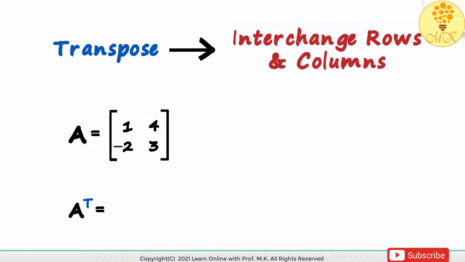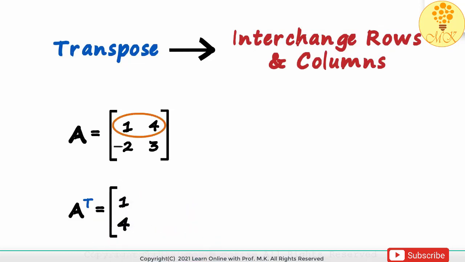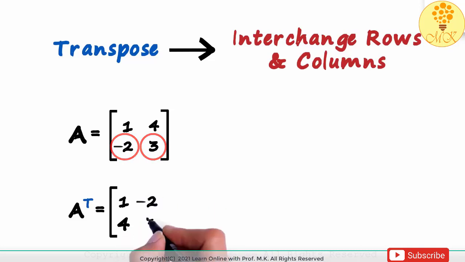The first row is 1, 4. So the first column of the transpose will be 1, 4. The first row became the first column. And the second row of the matrix will become the second column of its transpose. The second row is -2, 3. So the second column of the transpose will be -2, 3.